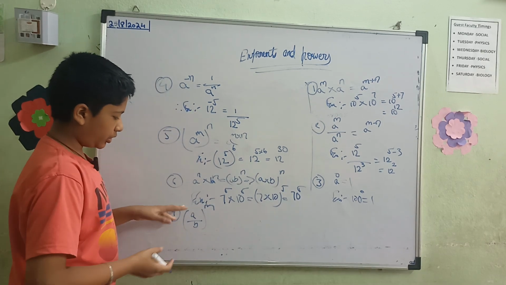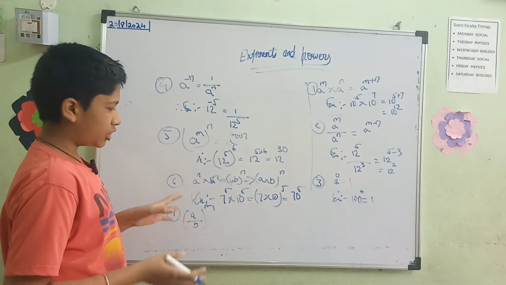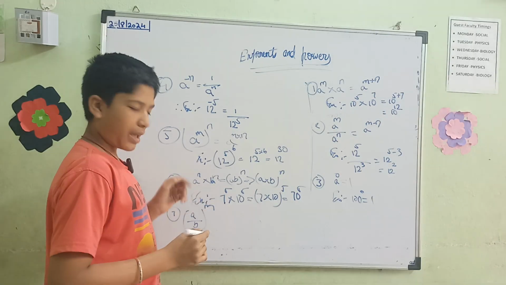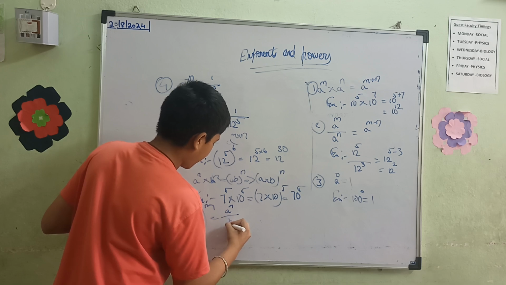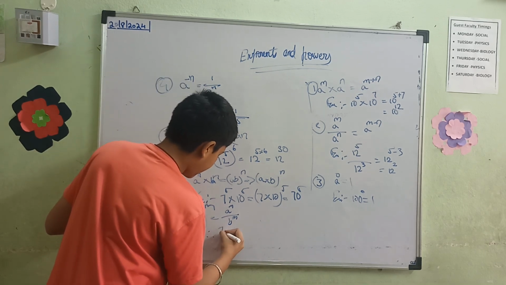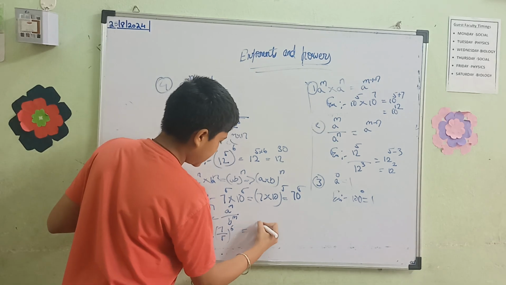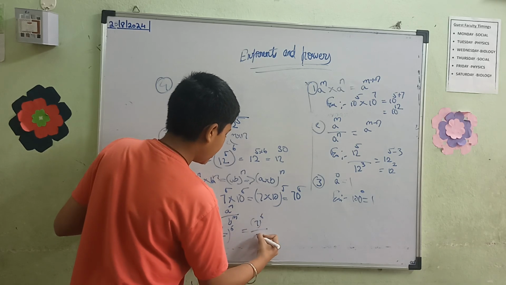And the last and final, seventh formula, a by b whole to the power m. When a by b is in the form of p by q, and the p by q form is also a term, and it has exponent m, we can write that as a to the power m by b to the power m. Example, 7 by 5 whole to the power 6. We can write that as 7 to the power 6 by 5 to the power 6.